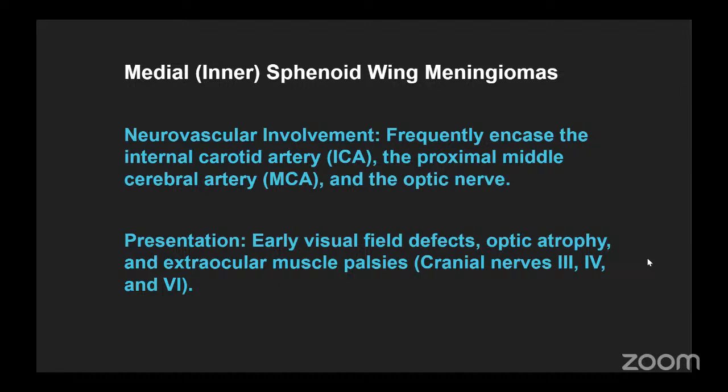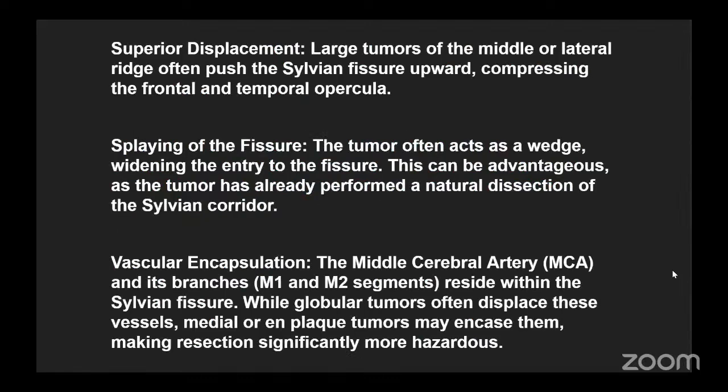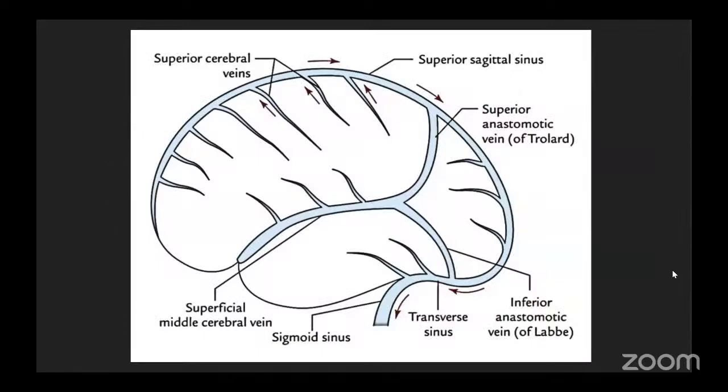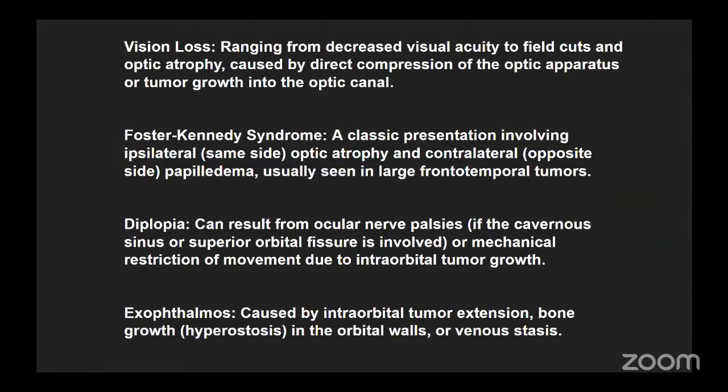So we did the neurovascular involvement, and we also did the presentation. Beyond that, we know that meningiomas can be classified morphologically as well. We have the globular ones, well-circumscribed rounded masses. We have the en plaque ones, which are diffuse sheet-like growth, and these have the potential to induce significant hyperostosis within the bone. We are not going to do the relationship to the Sylvian fissure, but let's come to the clinical presentation.